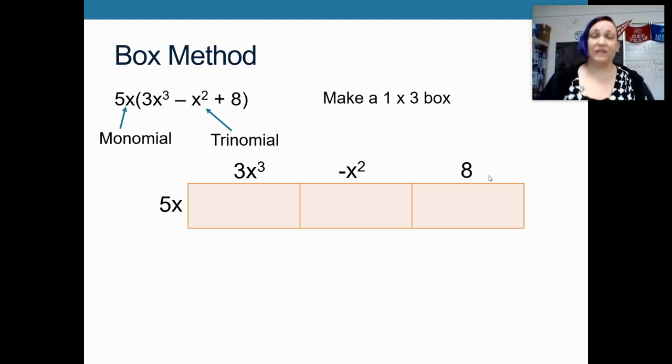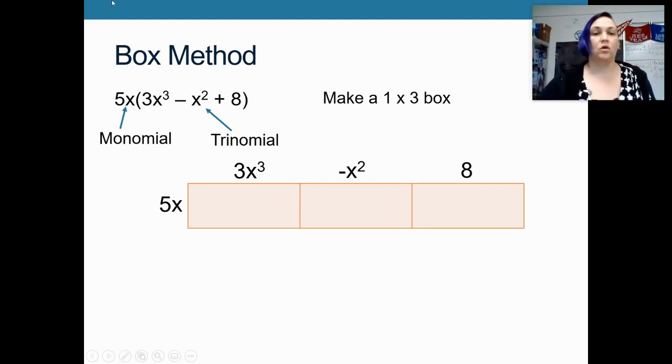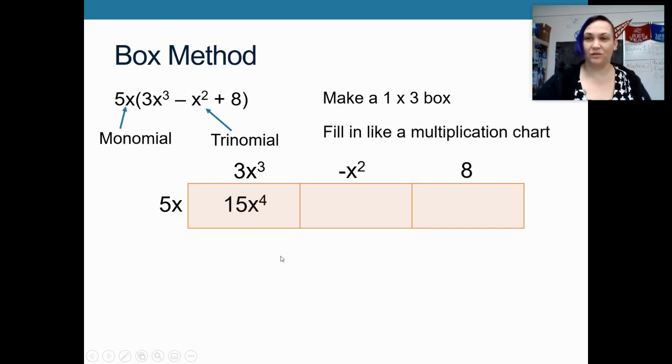Now this box, it's like a multiplication table. So what we do is we take the 2 on the outside and then we multiply them together to make the inside. So if I'm looking at this first box right here, I'm going to take the 5x from the left side and the 3x to the third from the top. I'm going to multiply those together, and that will tell me what goes inside. So 5 times 3 is 15, and x times x to the third is x to the fourth. That's a 1 plus a 3 for those x's.